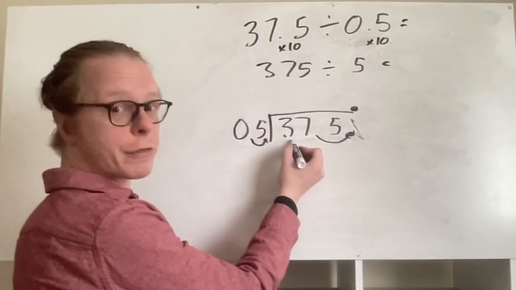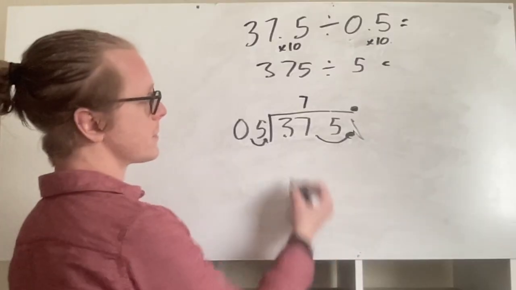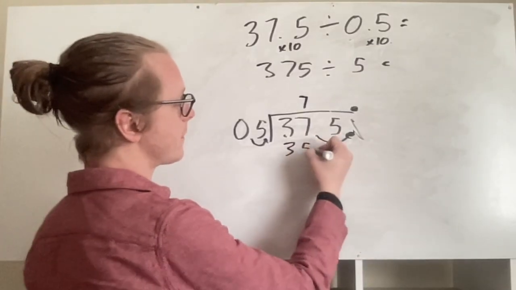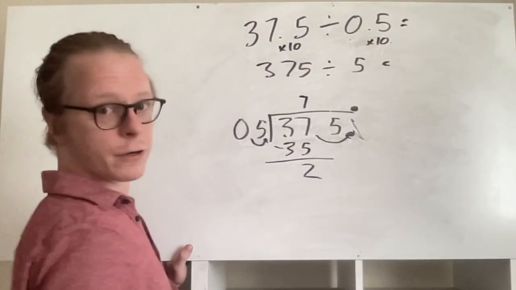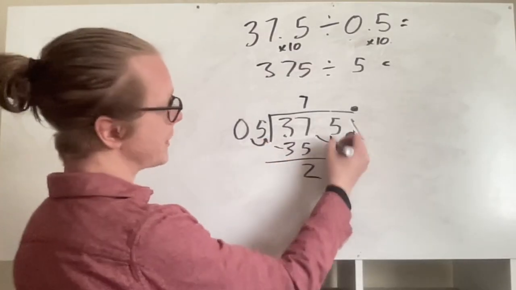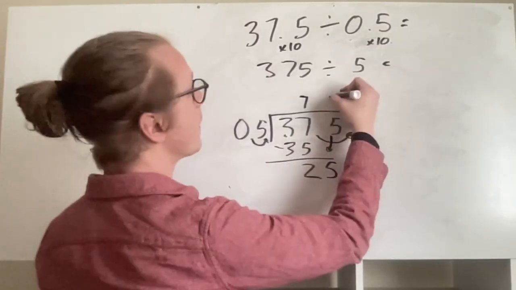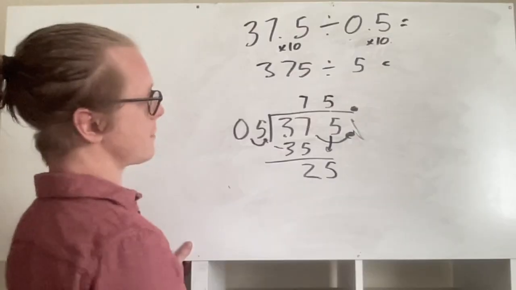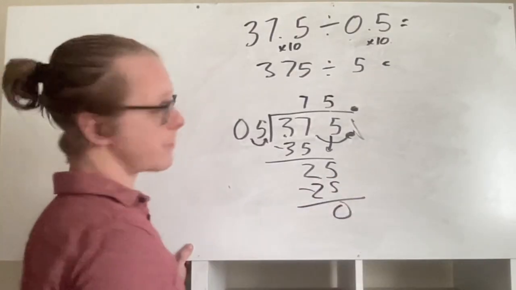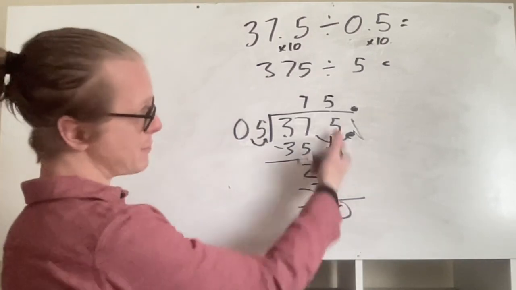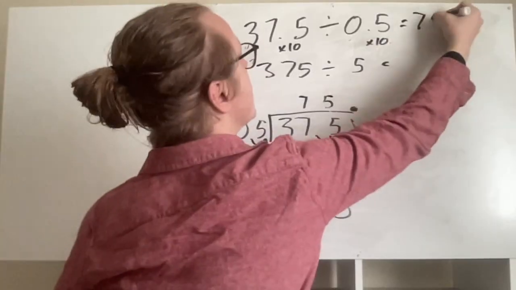5 cannot go into 3, but it can go into 37 7 times, because 7 times 5 is 35, leaving me 2 left over. I bring down the next digit, being a 5, and 5 goes into 25 5 times. 5 times 5 is 25. There's nothing left over, and there's no other digit that I have to bring down, so we're done. Our quotient here, 75.